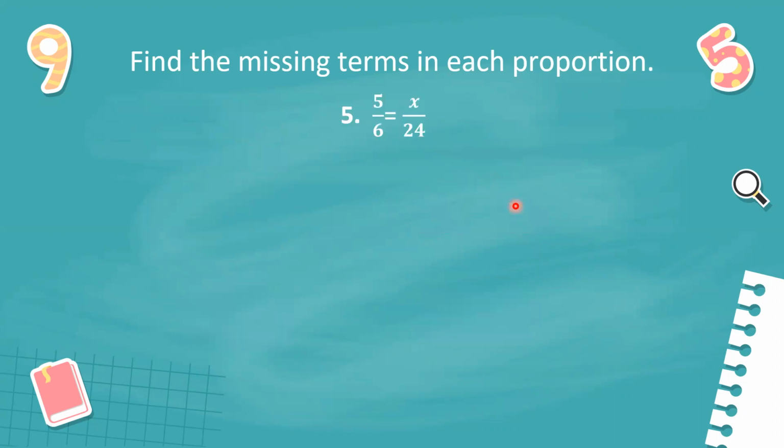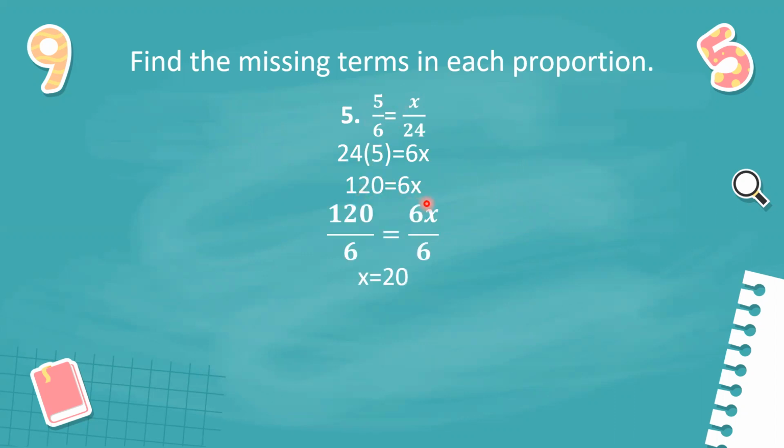Okay, for number 5, we have 5 over x equals x over 24. Let's cross multiply. That would be 24 times 5 equals 6 times x. 24 times 5 is equal to 120. 120 is equal to 6x. Let's divide both sides by 6. That would be x equals 20. So let's substitute the value of x in our given. That would be 5 over 6 equals 20 over 24.